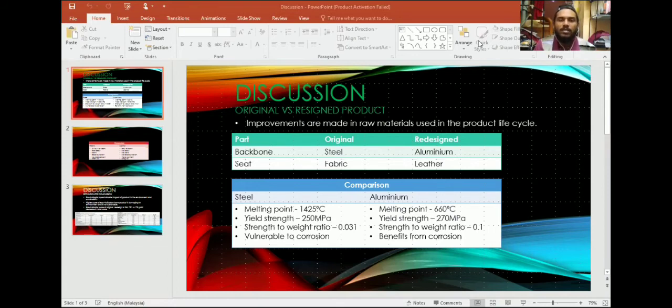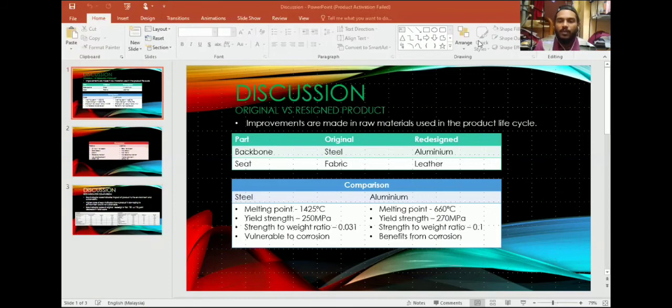So for the discussion, we have to look at the original and the redesigned product, which is the office chair. There are several improvements made in the raw materials used in the product life cycle. The parts where the raw materials are affected are the backbone of the chair and also the seat of the chair. For the original product, the main raw material for the backbone of the chair is steel, and for the seat is fabric.